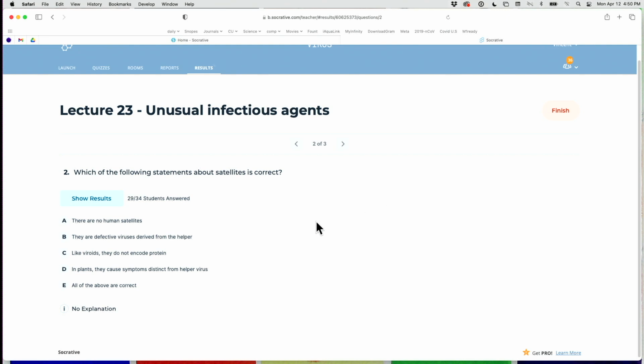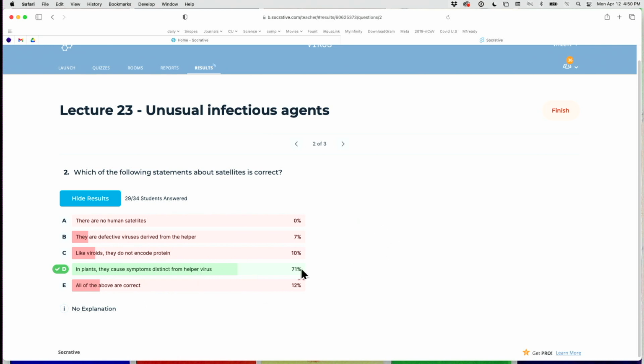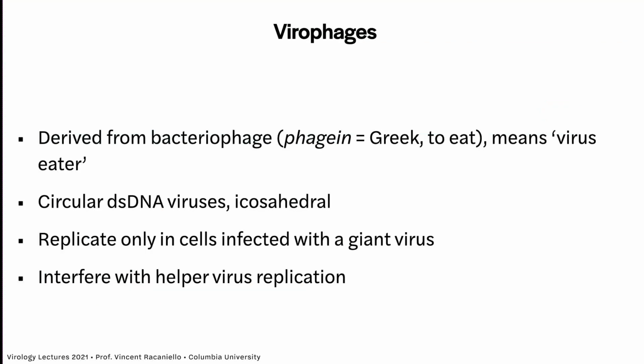All right, so in plants, they cause symptoms distinct from the helper virus. That's correct. There are no human satellites. Well, that delta satellite was originally called a satellite. They are defective viruses derived from the helper. I said they're not. They do not encode protein, but they do. Satellites can encode protein.